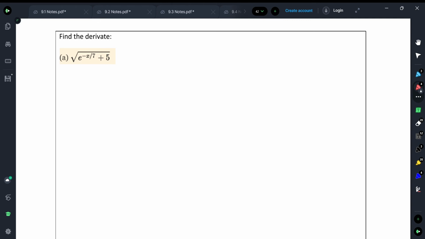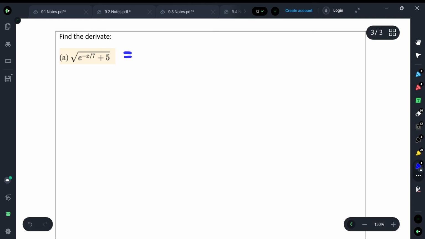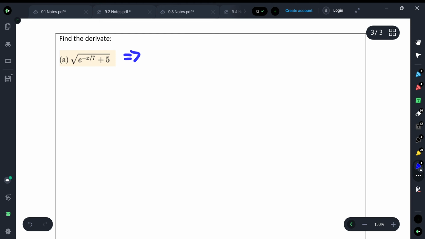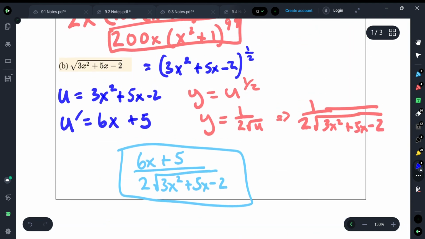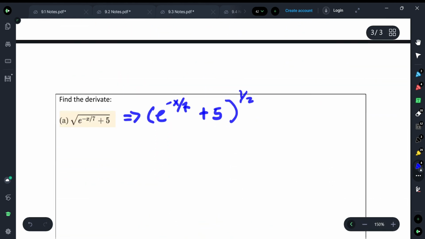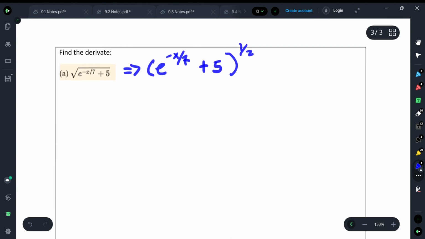All right, remember we always want to convert this. So this is more of the challenge where you're doing the chain rule twice, but nothing too hard. So we're going to go e to the x over 7 power plus 5, and that's going to all be to the negative 1/2 power. Remember we did this. I want you to remember the form that it looks like, okay? Cool, because that same form is going to keep coming up.